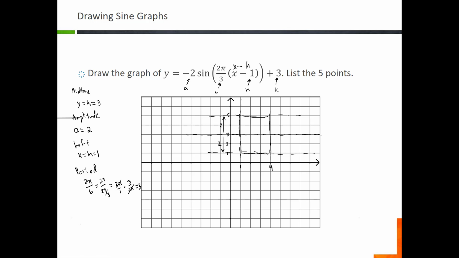If you take the period, it is going to be the period divided by 4. So each little tick mark is going to be 3/4 of a unit. So we're actually going to have one here, one there. Whoops, we're short one.